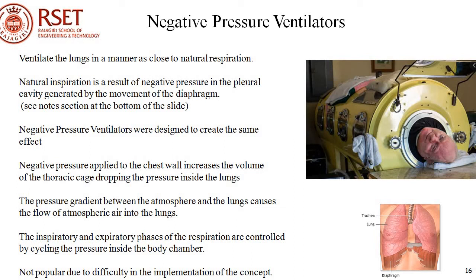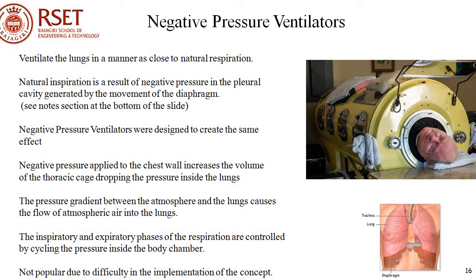Upon inhalation, the diaphragm contracts and flattens, and the chest cavity enlarges. This contraction creates a vacuum which pulls air into the lungs. Upon exhalation, the diaphragm relaxes and returns to its dome-like shape and the air is forced out of the lungs. Negative pressure ventilators were designed to create the same effect.